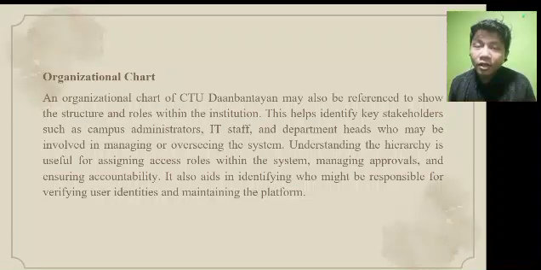Understanding the hierarchy is useful for assigning access roles within the system, managing approvals, and ensuring accountability. It also aids in identifying who might be responsible for verifying user identities and maintaining the platform.